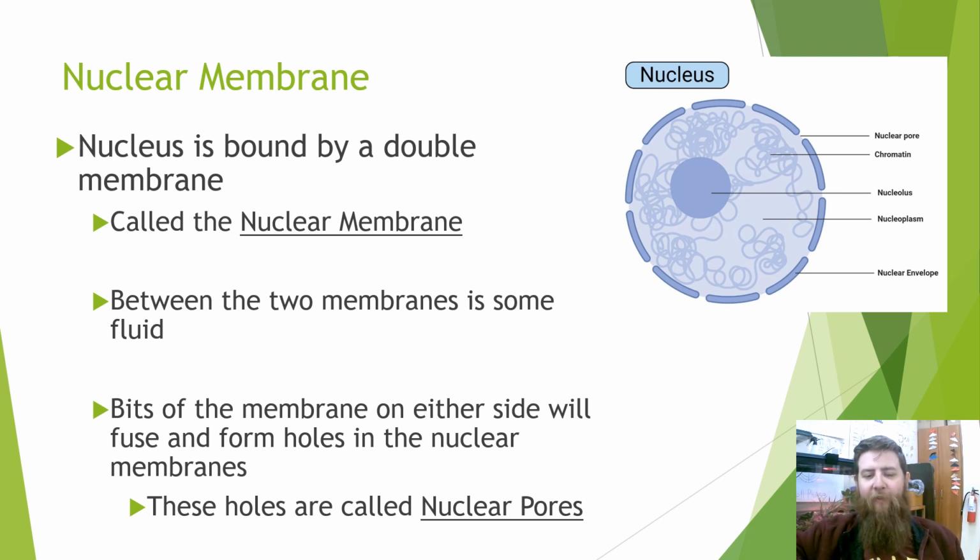Between the two membranes, there's some fluid, and then on either side, we have some fusion that forms. You can see these holes here. Okay, these are nuclear pores that can form. And this helps to let things go into and out of the nucleus versus the cell, where it's much more tightly regulated what can go into and out.